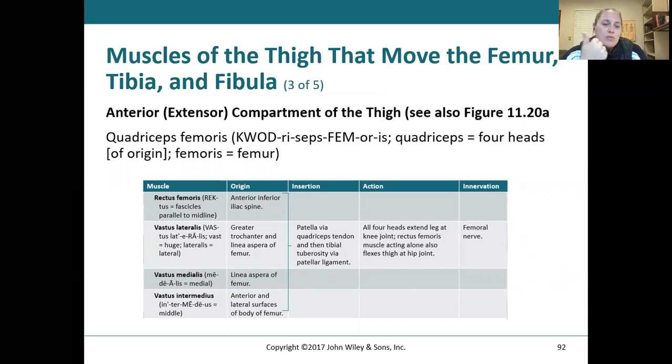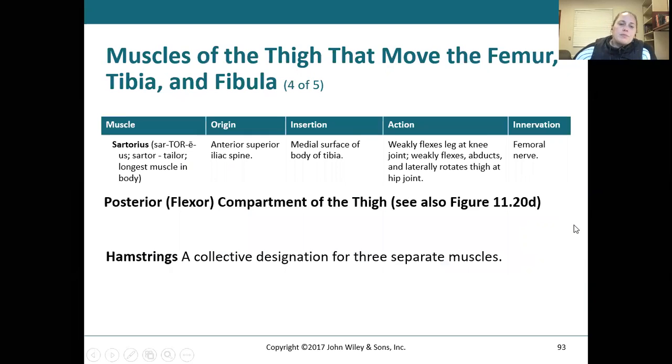So in terms of the rectus femoris, vastus lateralis, vastus medialis, and vastus intermedius, these are all going to be insertions at the patella, and the action is all to extend the leg at the knee joint. The rectus femoris muscle acting alone also flexes at the hip joint. Don't you wish they would group together more of the muscles like this for the action? Because I feel like a lot of them have very similar actions, and grouping them together like this actually makes it a little bit easier. And again, not surprisingly, the innervation here is going to be the femoral nerve.